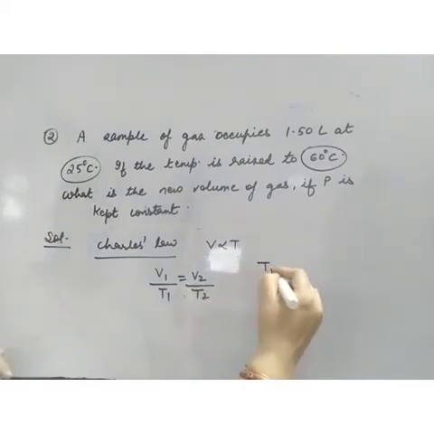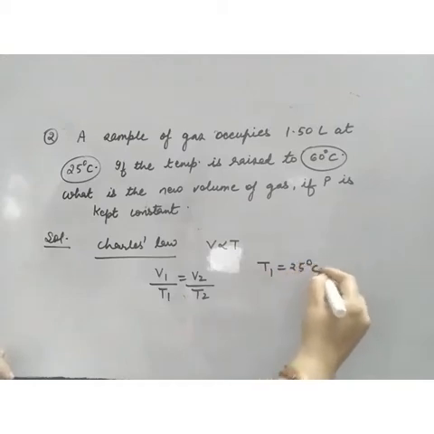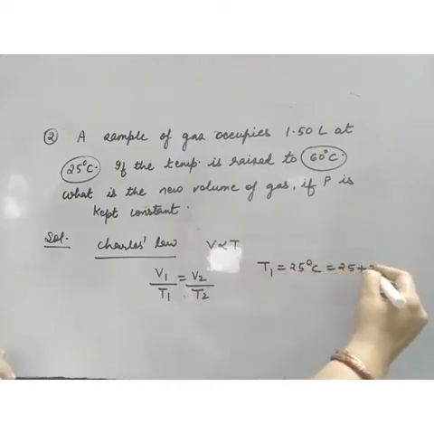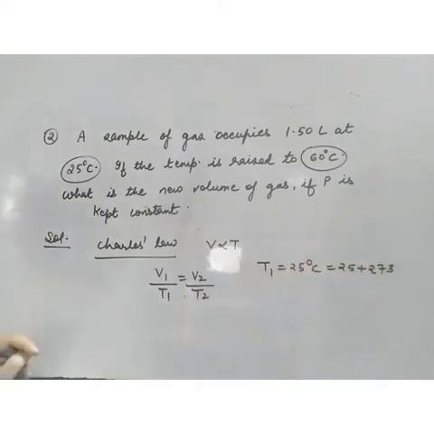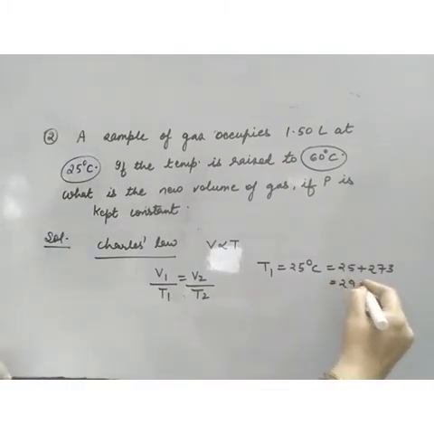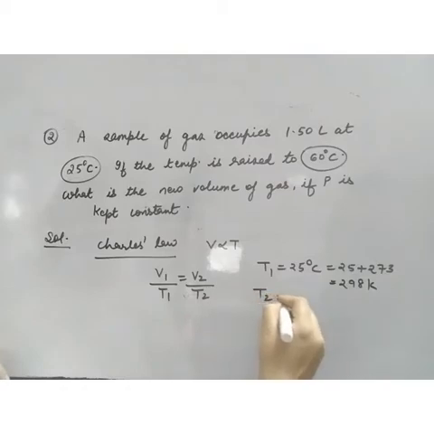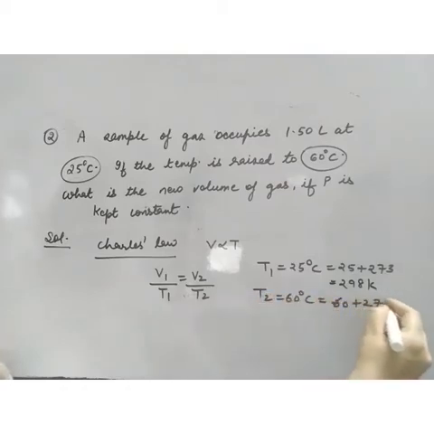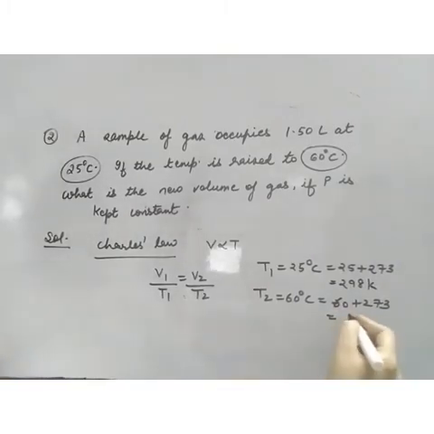So T1 is 25 degrees Celsius, so it is 25 plus 273. For numerical purposes, we avoid the 0.15. So it is 298 Kelvin. And T2 is 60 degrees Celsius, so it is 60 plus 273. So it is 333 Kelvin.